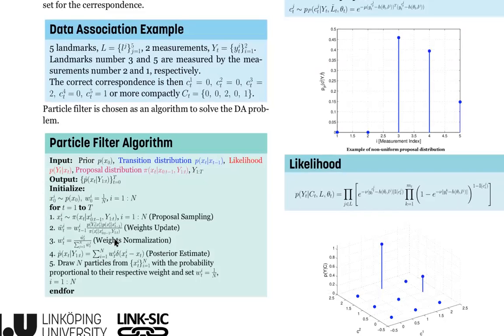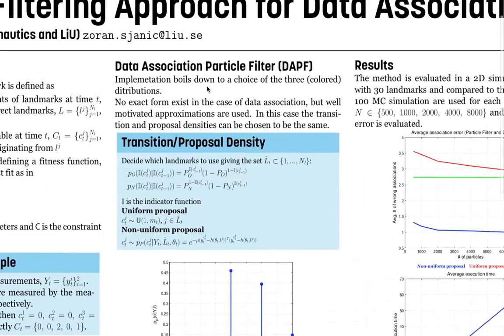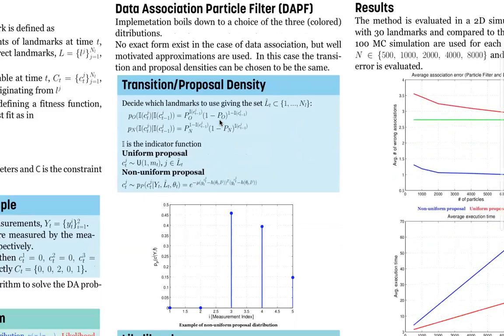Particle filter is a sequential Monte Carlo algorithm that is trying to find the estimate of a certain variable or a state, where in this case it is the correspondence variable. There are three important distributions: transition, proposal, and likelihood, that we will describe here. For the data association, we use the transition and proposal density, which are the same because of the certain version of the particle filter we are using.